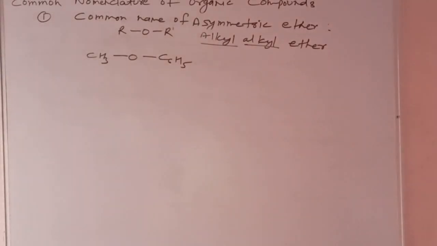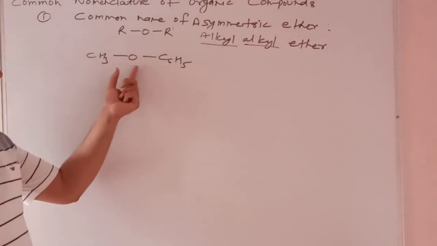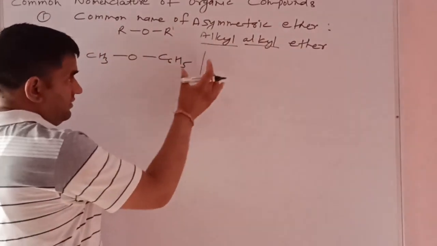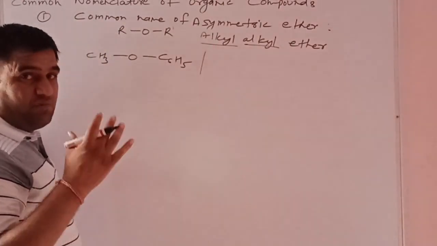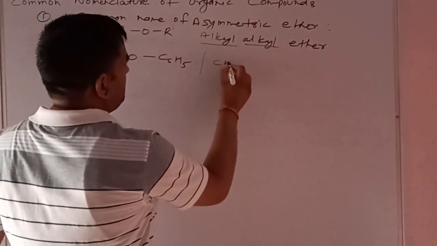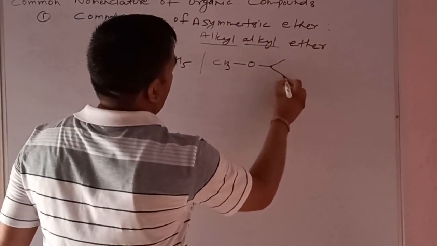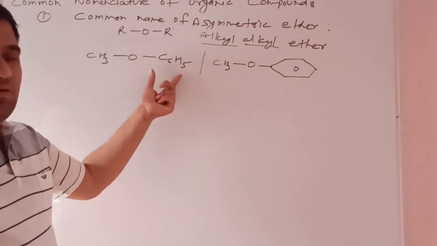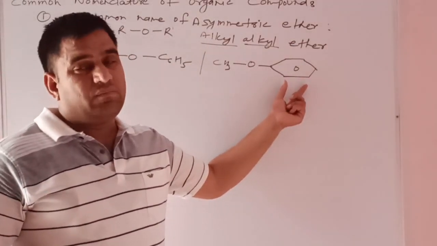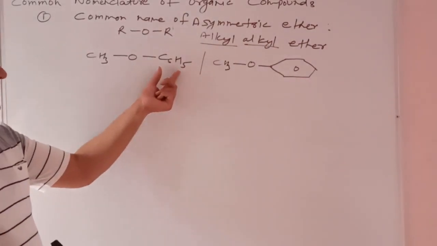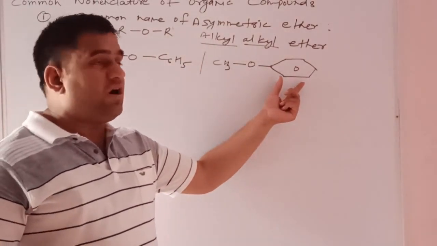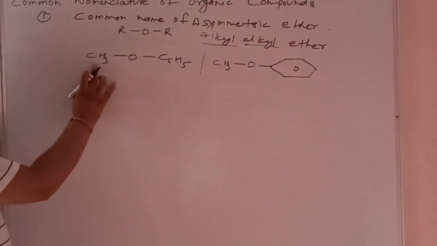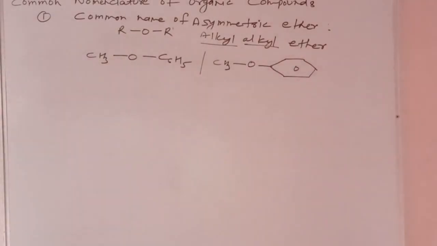The next example in asymmetric ether is CH3OC6H5. This ether is represented by another trick: CH3O, and this group is also represented by a benzene ring. So C6H5 is phenyl or benzene ring. In this ether, the first group is methyl and the second group is phenyl.